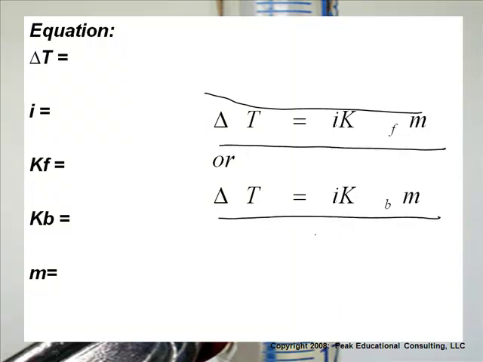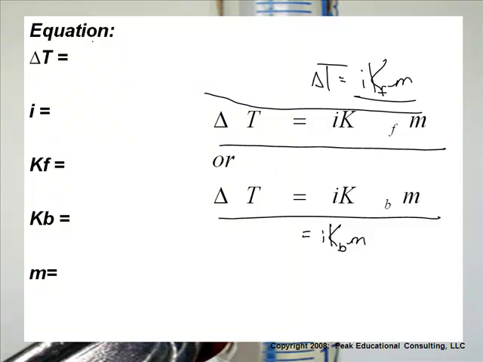That kind of looks weird, a big space there. It should be i K sub b times m. And this is delta T equals i K_f times m. It just got scrunched or spread. I'm feeling I'm going to need a textbook here to look up some numbers.